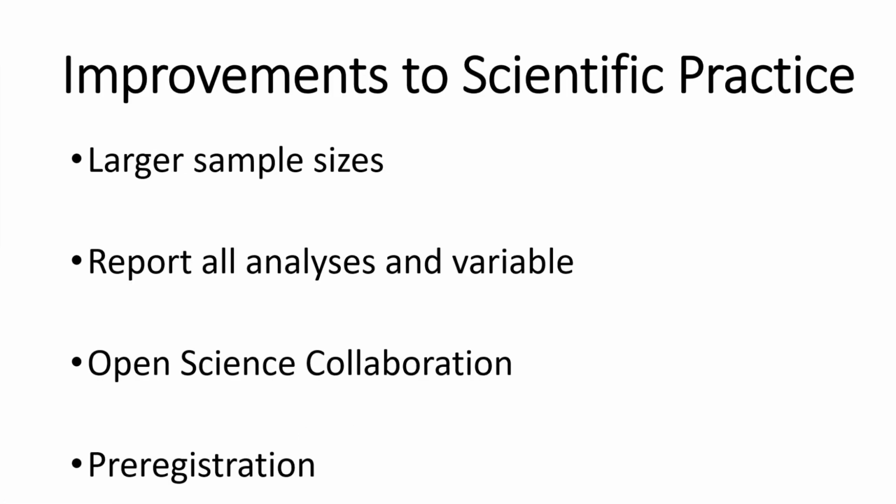So if these are the problems, how do we solve them? Larger sample sizes in both the original studies and replication studies would be fantastic. There's been a push lately to report all analyses and all variables. So if you run a t-test first and then decide that your results look better if you run a regression, you would still report that t-test because you ran it.